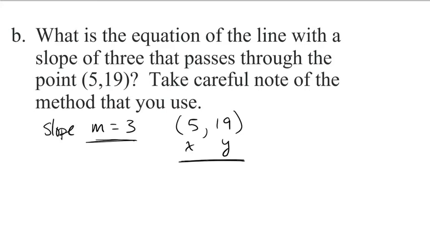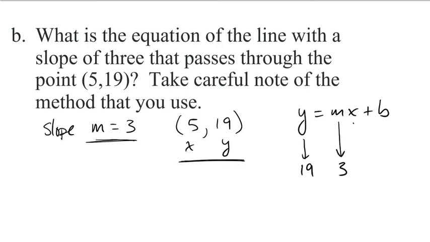And the way that we've typically done this is we've considered y equals mx plus b, and we've replaced the one parameter we know, right? We know the slope parameter in this instance. We've replaced that with the number 3. And we've also replaced the y value from our point, so we would use 19.